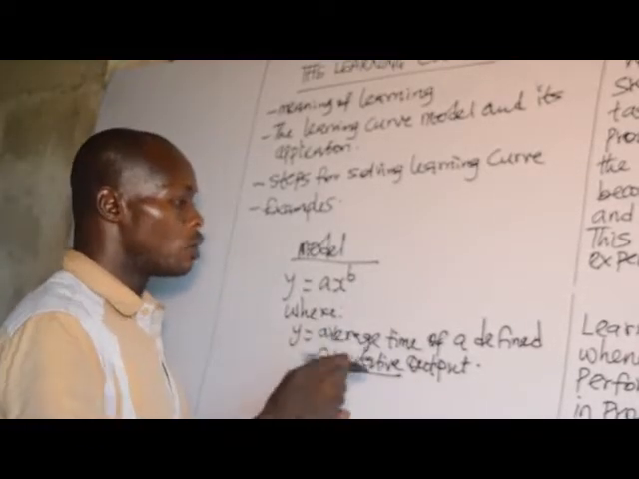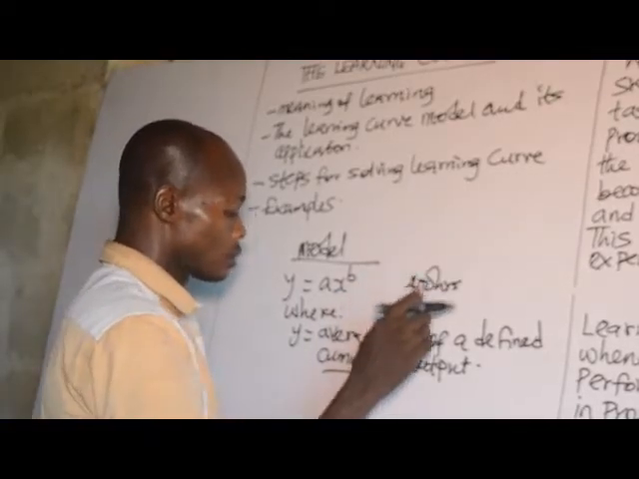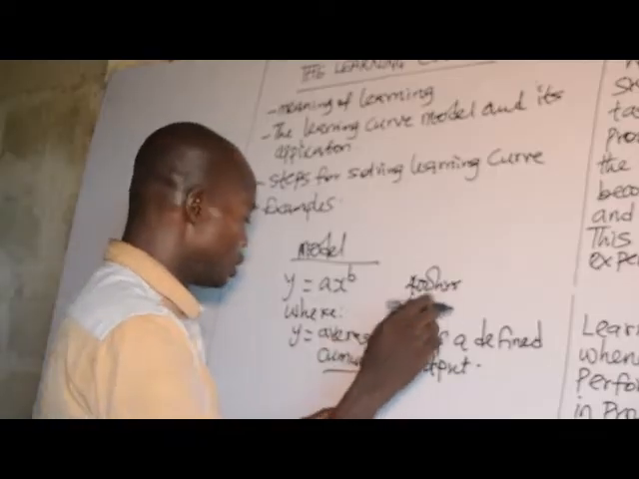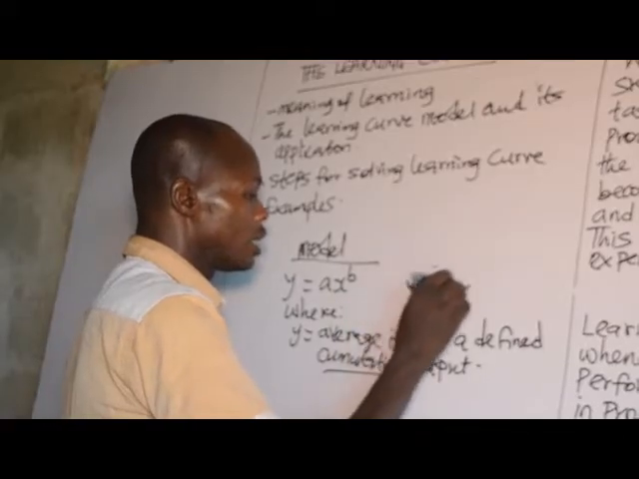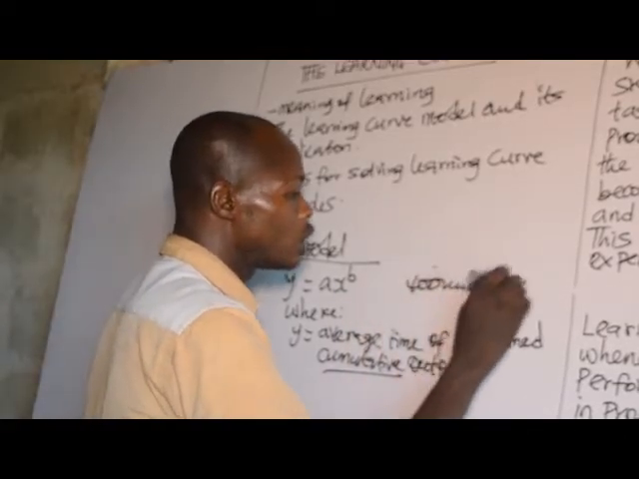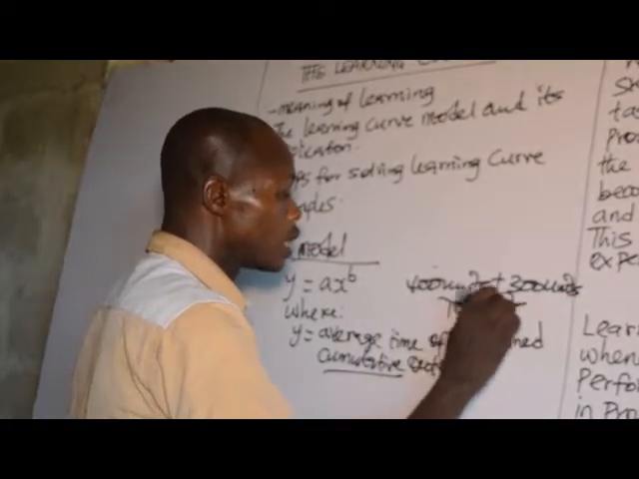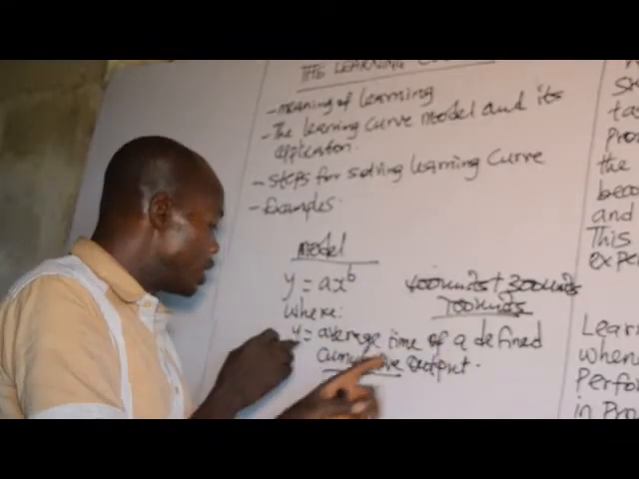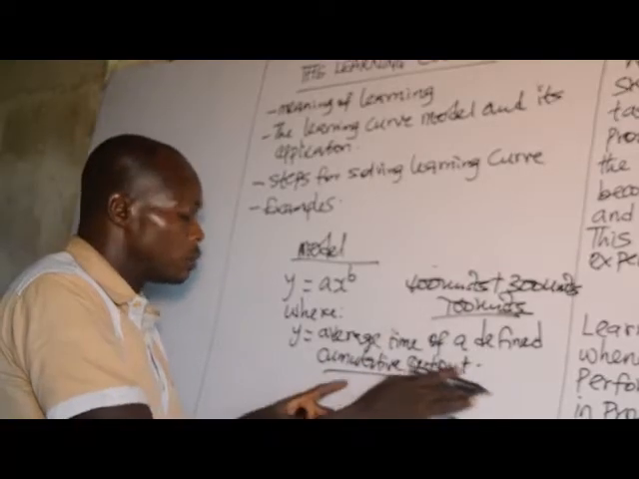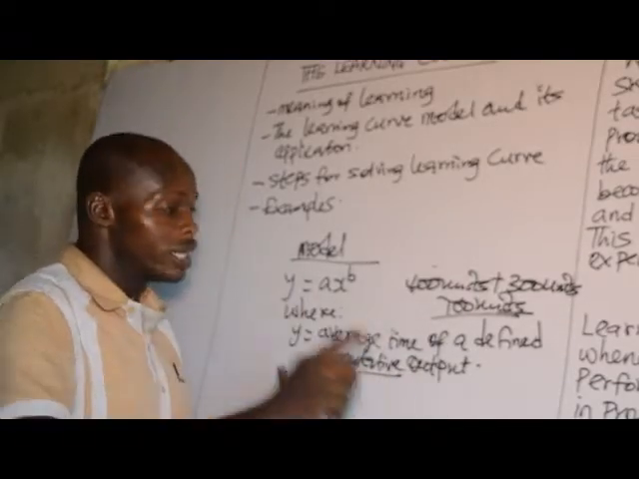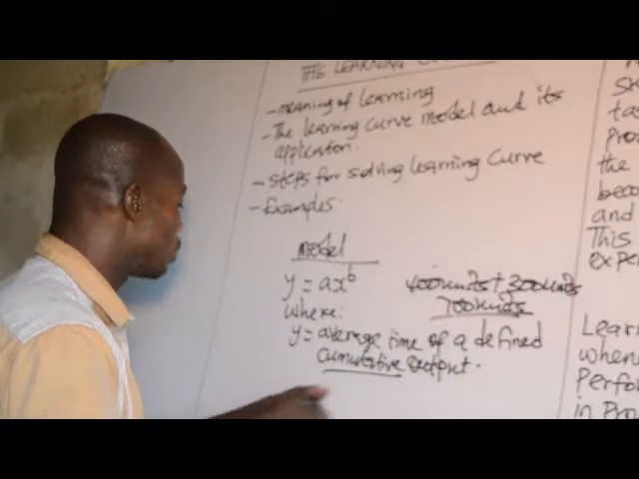Cumulative means you have to sum up. Maybe if the first output is 400 units and the latter output is 300 units, that means the cumulative output is 700 units. The average time of producing these 700 units is y. Since your 700 is your defined cumulative output, the average time of producing a unit out of this 700 is the average time of a defined cumulative output.